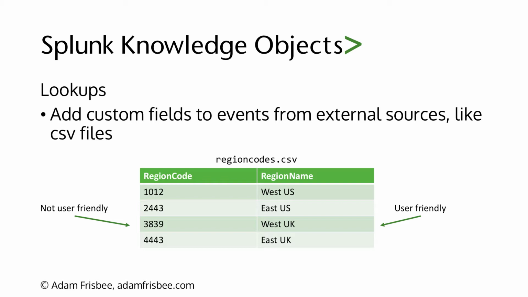Now, say you have a region code in your Splunk data, and it's not really that user-friendly because it's just a number. And suppose you want to tell Splunk every time you see a particular region code, replace it with a particular region name. So as you can see there on the left, we have example region codes, and on the right we have example region names. So every time Splunk sees region code equals 2443, it will add another column next to that, region name, and say East US. We could also have it replace the existing value.